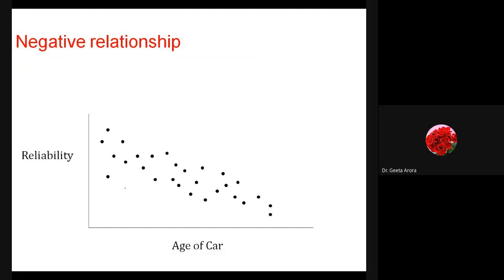Here, if we talk about the age of the car and reliability, I have taken this regarding the selling price. Here, they are talking about the reliability. As the age of my car increases, how reliable the car is, obviously the reliability is going to decrease. Correct? So here we are getting a relation, but it is in the negative direction. So it is a negative relationship, which means it is negatively correlated.